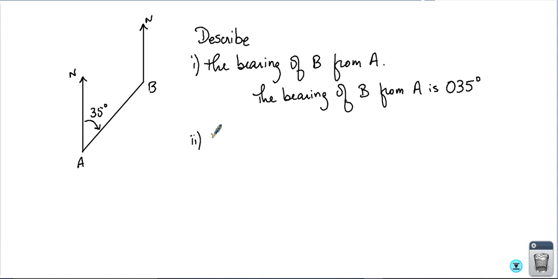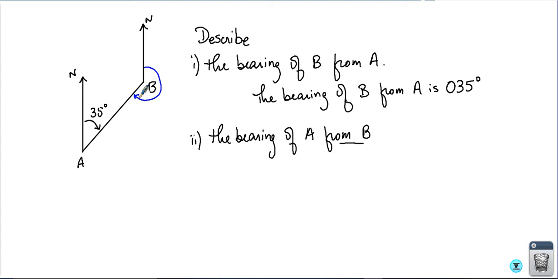If we need to describe the bearing now, the bearing of A from B this time. I need to find the bearing of A from B. Not B from A, but A from B. So we need to start from B, and we need to turn clockwise until we meet the line which leads us to A. And we don't have that angle. Is there any way we can find that angle? Of course there is. There is more than one way.